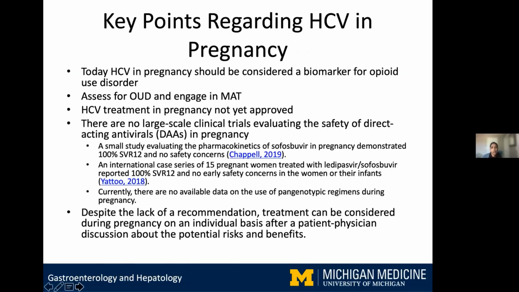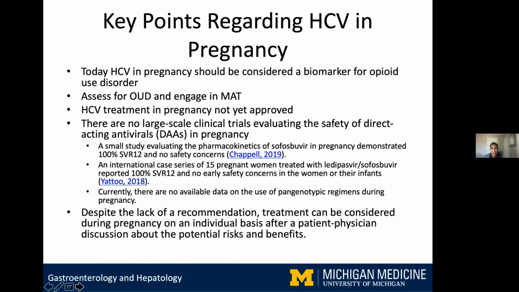Some key points regarding hepatitis C in pregnancy. Today, hepatitis C in pregnancy should be considered as a biomarker for opioid use disorder. And so it's really important in any women who are pregnant who are identified as living with hepatitis C to also ask them about opioid use, drug use, illicit substance use in order to assess for opioid use disorder and engage them in medication-assisted therapy.